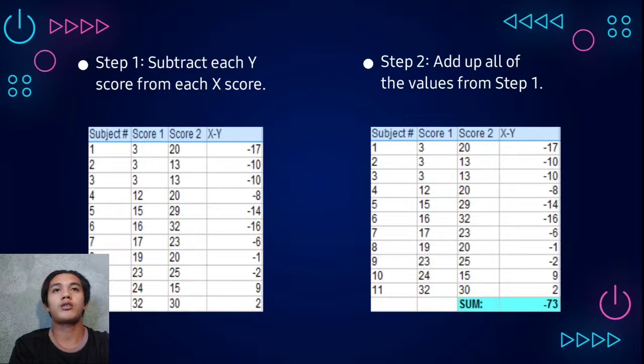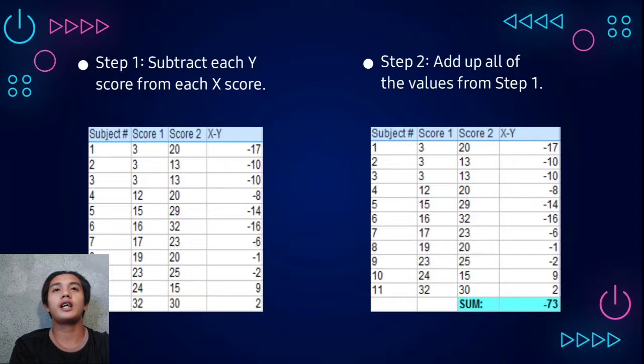That's the first step. Step 2, add up all of the values from step 1. So, we will just get the total of x minus y: negative 17 plus negative 10 plus negative 10 plus negative 8 plus negative 14 plus negative 6 plus negative 1 plus negative 2 plus 9 plus 2 is equal to negative 73.